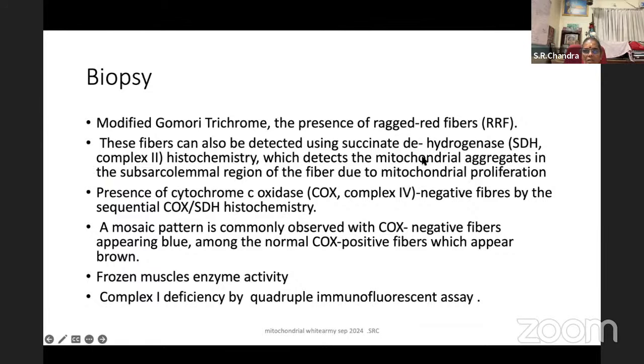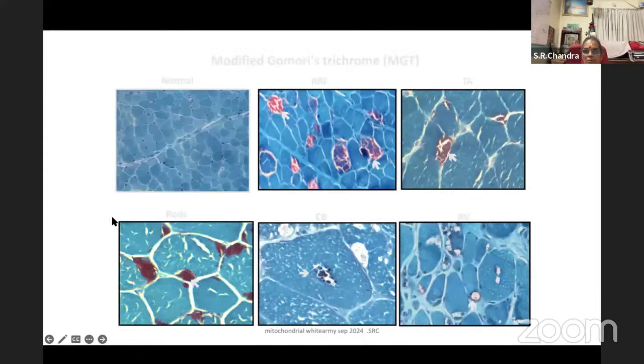Mitochondrial homeostasis disorder is detected by SDH stain. Then presence of cytochrome C oxidase negative fibers. So cytochrome C oxidase is part of the respiratory chain. So we demonstrate COX deficient fibers by sequential COX and SDH histochemistry. A mosaic pattern is commonly observed with both negative and positive fibers. Negative fibers appear blue and the normal fibers appear brown. And frozen muscle enzyme activity is measured for the various enzymes of the respiratory chain.